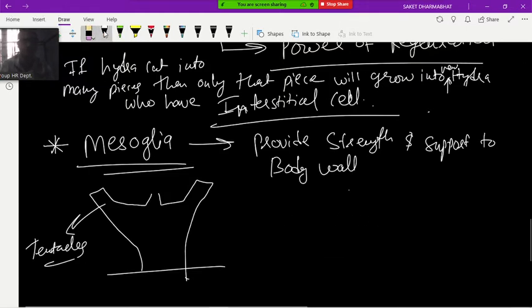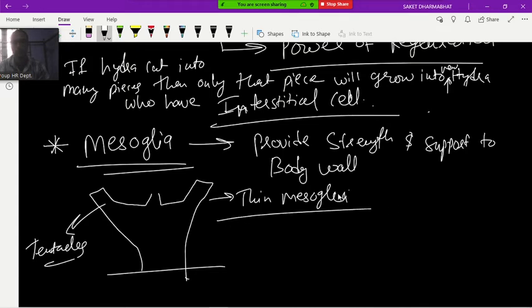Okay, sir. Written. Suppose this is the hydra. Now, will the mesoglea be thick at the oral end or the aboral end? Oral end, because of the tentacles. Yes, mesoglea is thin at the oral end. Why? Because tentacles need the flexibility to move. If the mesoglea is thick, the tentacle can't move properly.